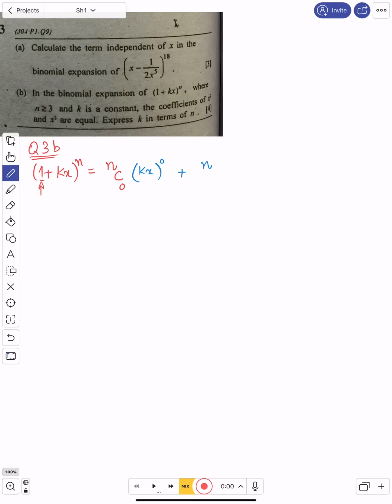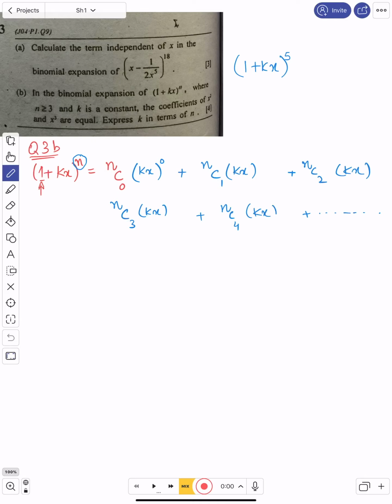Now nC0, nC1, nC2, nC3, nC4, and now you will ask me how long we have to go, because whenever we have a thing like 5, we have to go till 5C5, but here we do not have any number in place of n, so we have to stop somewhere here. We can stop here. Now kx, kx, kx, and kx. Let's see what's happening: powers 0, 1, square, cube, and 4.